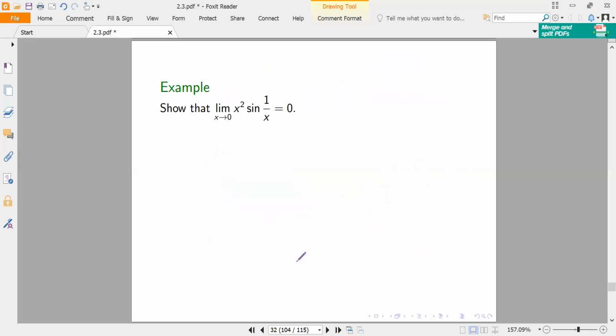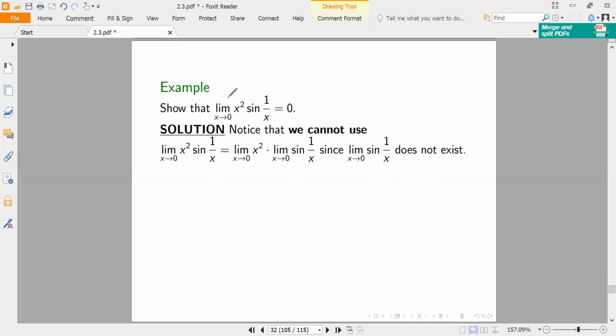Maybe let's take an example. Now we want to evaluate the limit as x approaches 0 of x squared sine 1 over x. We want to prove that it approaches 0. We don't know what this function, x squared sine 1 over x, looks like. But to be able to evaluate it, we want to use the squeeze theorem.